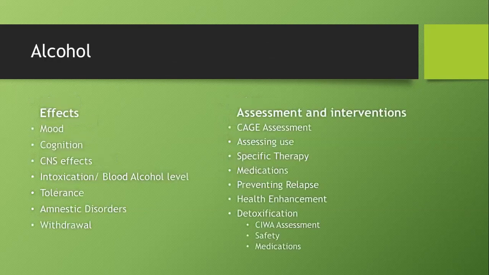So to start off, we'll talk about alcohol. Examples of alcohol are wine, liquor, and beer. And what alcohol does is it relaxes inhibitions and heightens the individual's emotions. So it can lead to cognitive impairments by reducing concentration, reducing attention, or impairing an individual's judgment or memory.